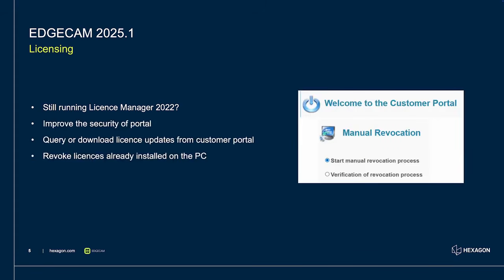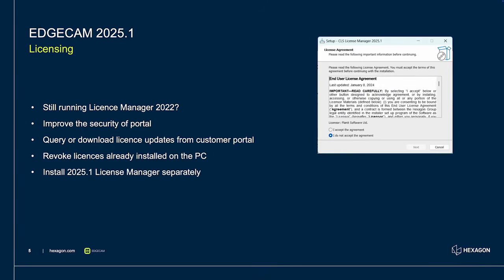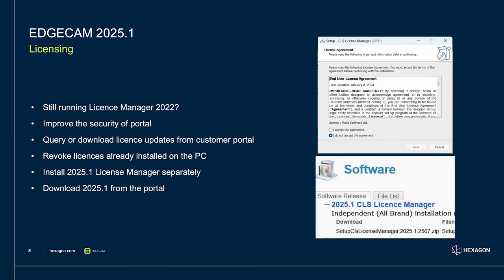But if that is the case, you might be experiencing problems getting through into our customer portal. That's because the customer portal and its security access has been upgraded and it's working with the latest CLS. If you are having that problem, then fear not, you can install the license manager individually from the Edgecam 2025 install set, or indeed it is now on the portal to download. That's really just for people who are running older versions of Edgecam.